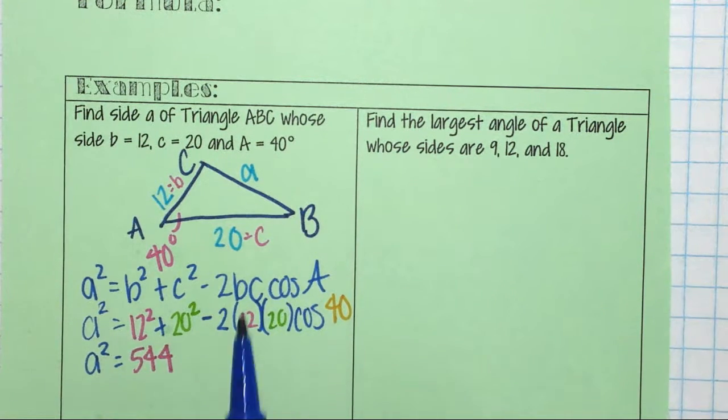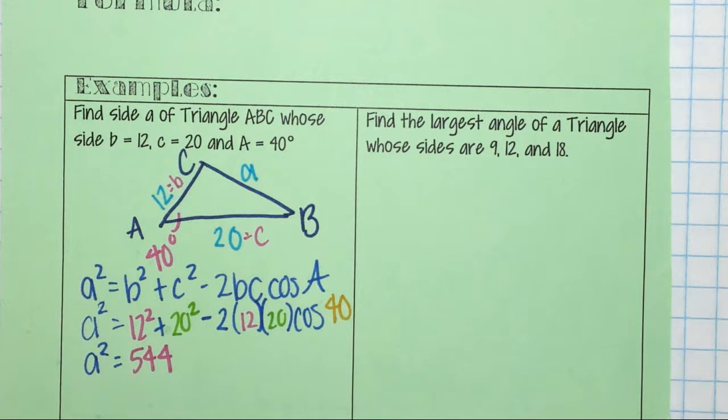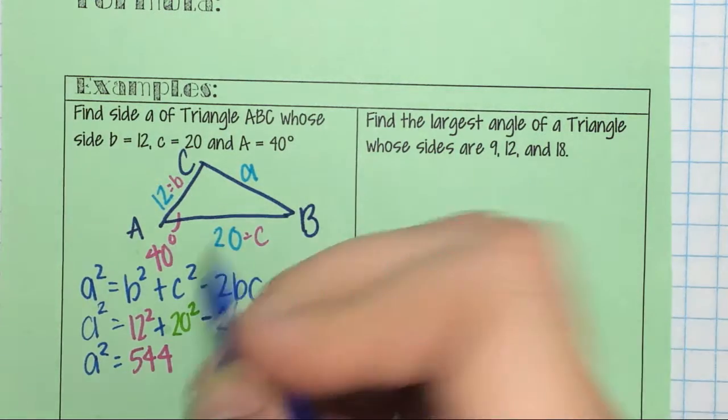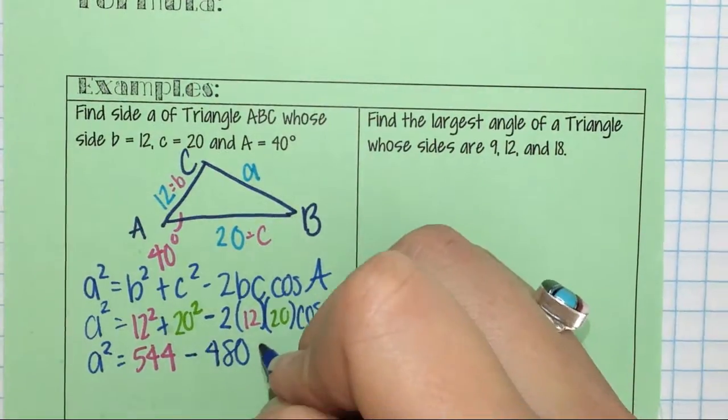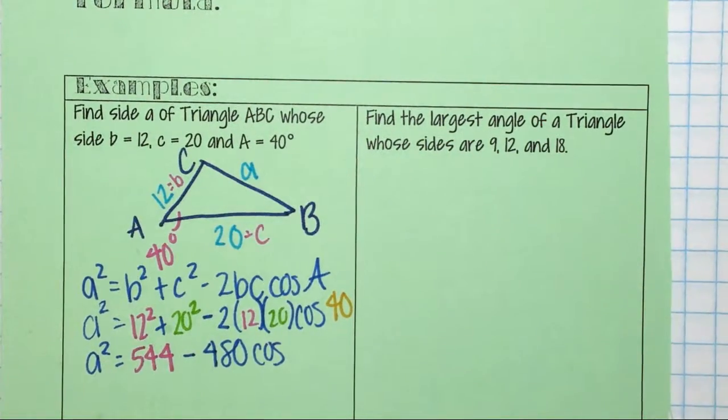All right, now what are we going to do with the negative 2, 12, and 20? Multiply them. What is negative 2 times 12? Negative 24. And what's negative 24 times 20? Negative 480. Yep.